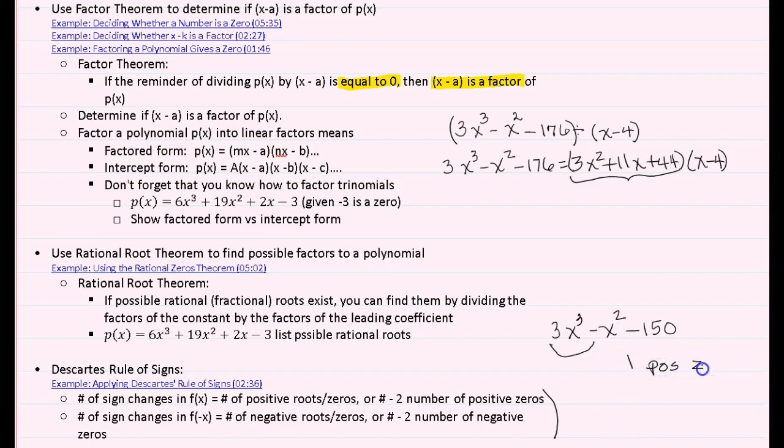If we plug in negative x into our polynomial, it would be 3 times negative x to the cube power minus negative x squared minus 150. Notice that I put the negative x's into parentheses so that the exponent will apply to both the negative as well as the x. When we simplify, we get negative 3x cubed minus x squared minus 150. And notice that the signs never change, so we would not expect a negative zero in our original polynomial.